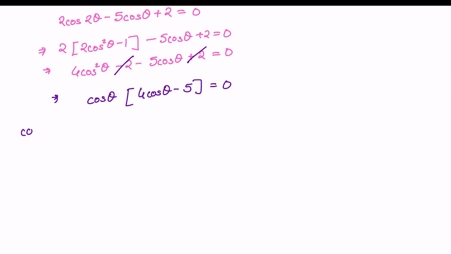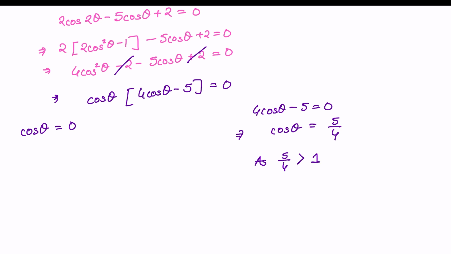Now from here, two solutions are possible: either cos theta would be equal to 0 or 4 cos theta minus 5 would be equal to 0. The right one will give me cos theta equals 5 over 4. Now, as 5 over 4 is bigger than 1, cos theta can never attain this value. So cos theta will not be equal to 5 by 4 because the maximum value of cosine theta is 1 and the minimum value is -1. This value is bigger than 1, so of course, not possible.